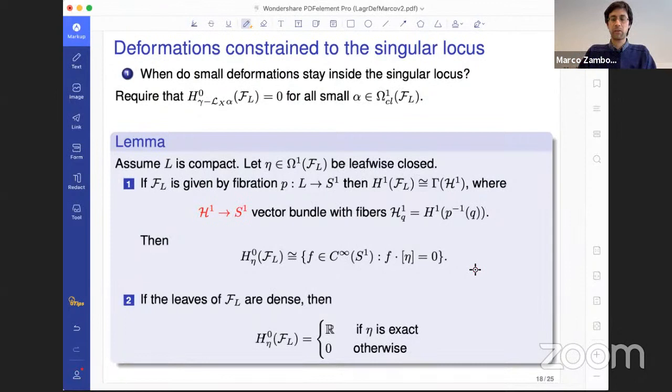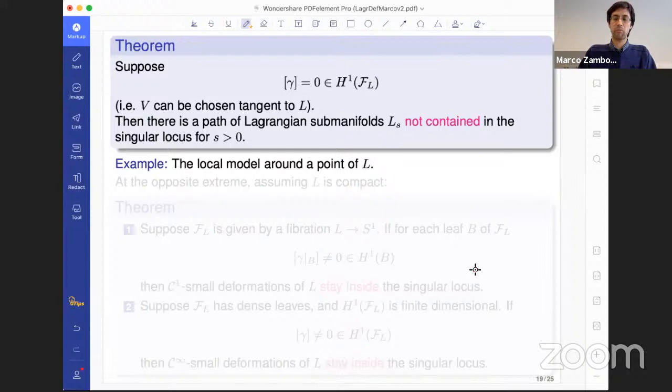Okay, so these are the two statements we could come up with, and they make opposite assumptions. So the first statement says that if the class of gamma in the first foliated cohomology is zero, then you can easily push L out of the singular locus. And so what does this condition mean geometrically? It means that the modular vector field, the one that enters the normal form for the log-symplectic structure, can be chosen tangent to the Lagrangian. So this is the tangent case, so to say.